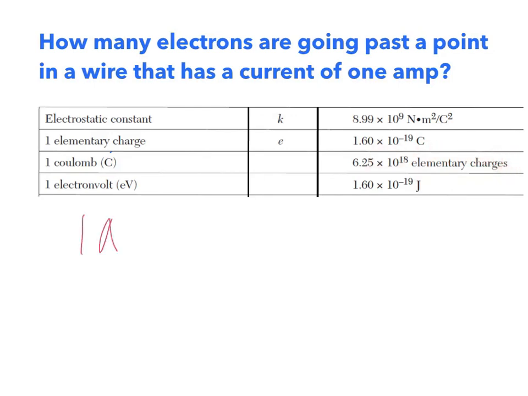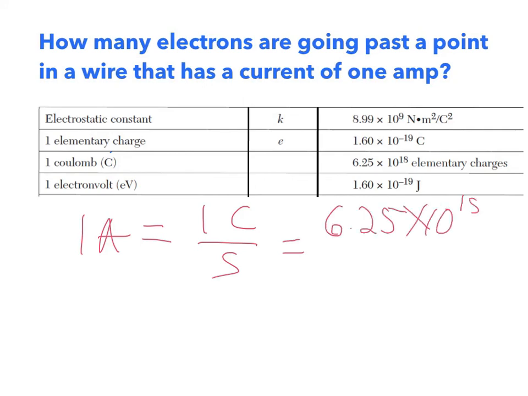So if 1 amp equals 1 coulomb per second, then that's going to be 6.25 times 10 to the 18th elementary charges per second. So if I have 1 amp current in a wire, I've got 6.25 times 10 to the 18th electrons going by every second at that point in the wire.